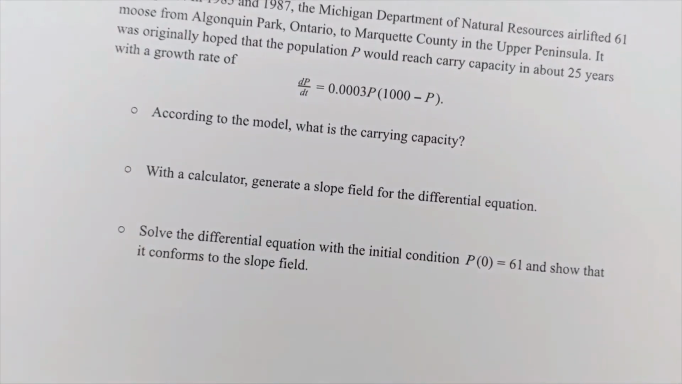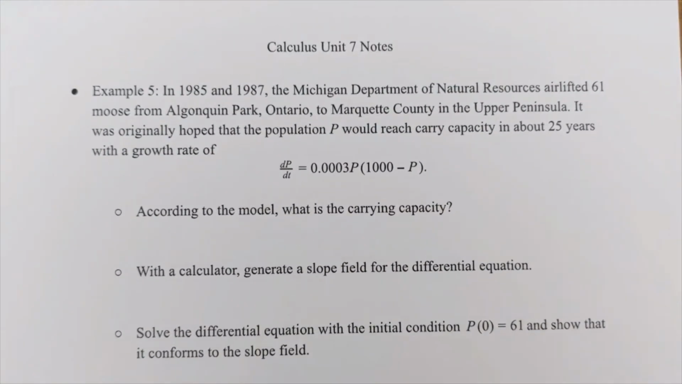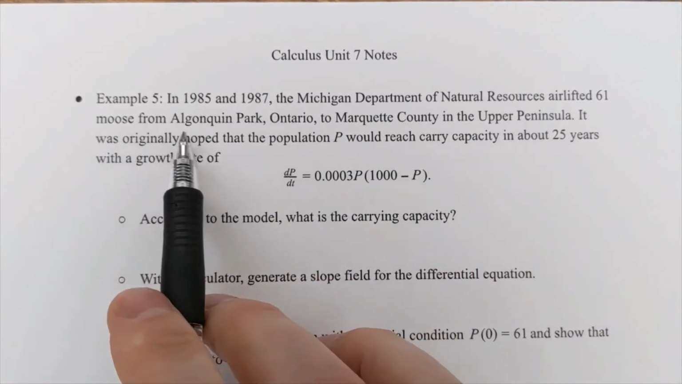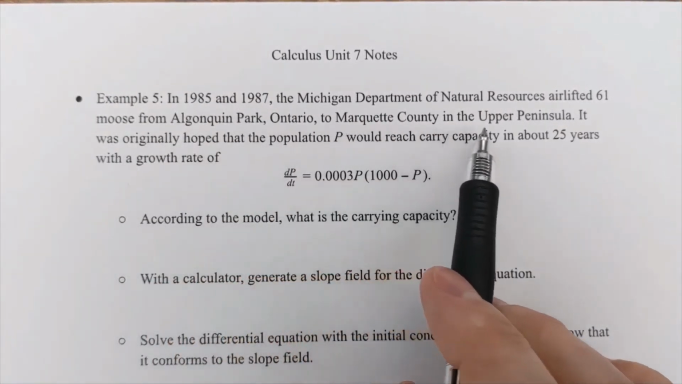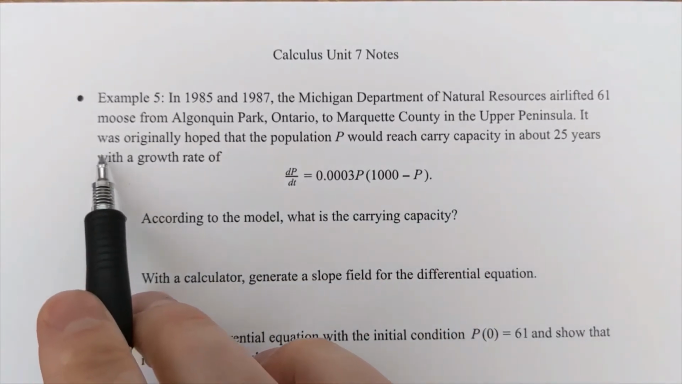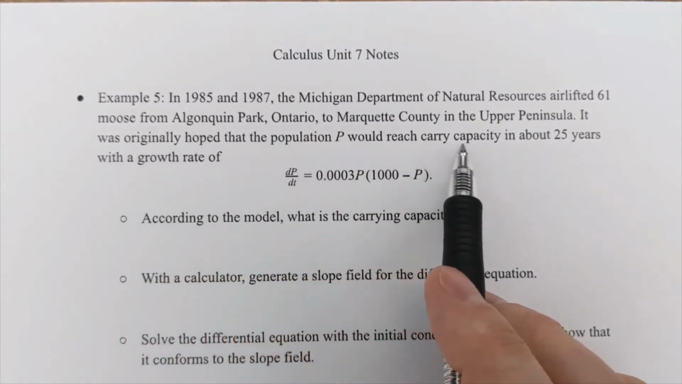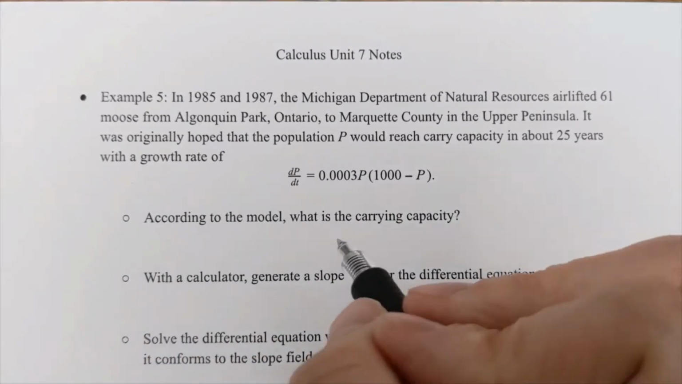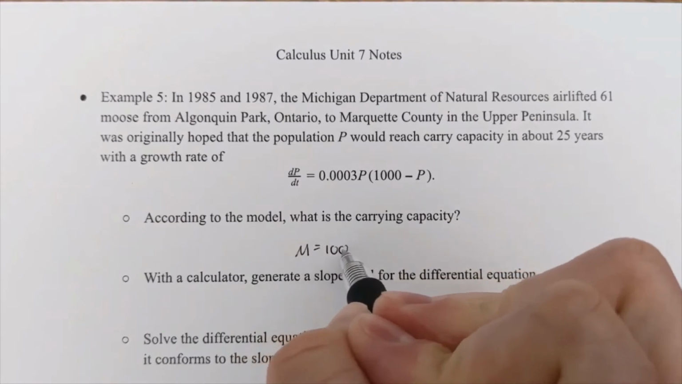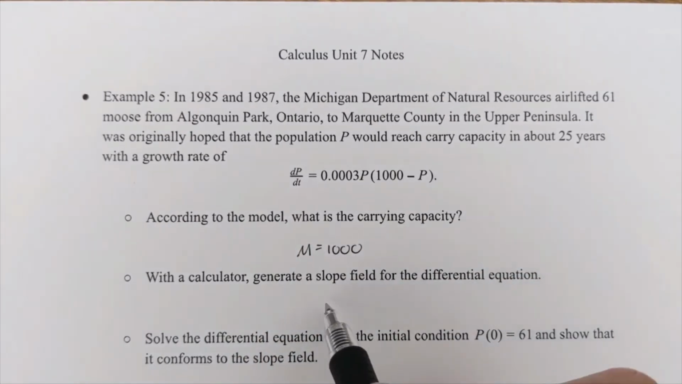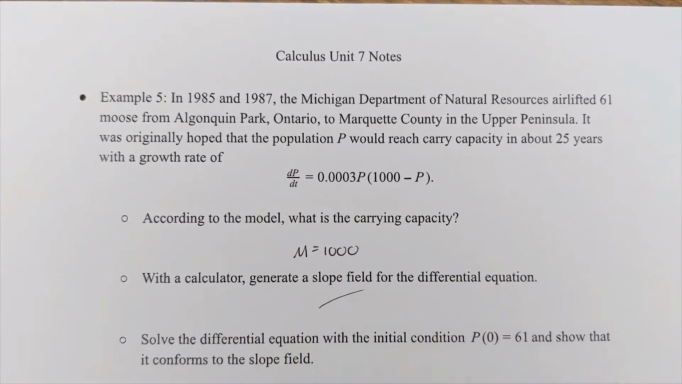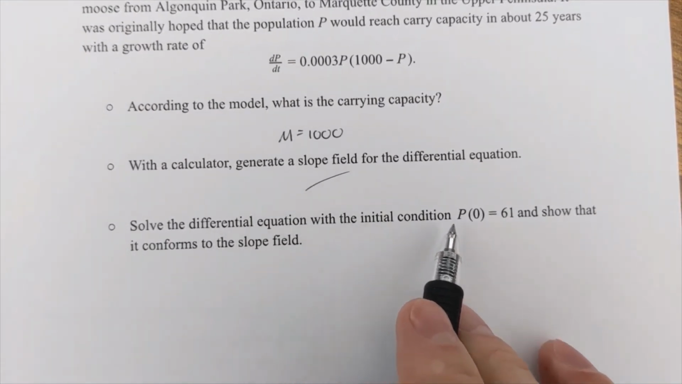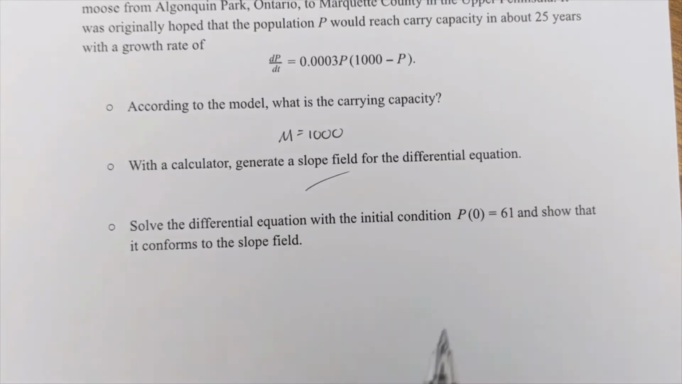Okay, example 5. In 1985 and 1987, the Michigan Department airlifted 61 moose from Algonquin Park, Ontario to Marquette County in the Upper Peninsula. It was originally hoped the population P would reach carrying capacity in about 25 years with a growth rate given. What is the carrying capacity? That's the M value, 1,000. The calculator generates a slope field. I'm not worried about the slope field.